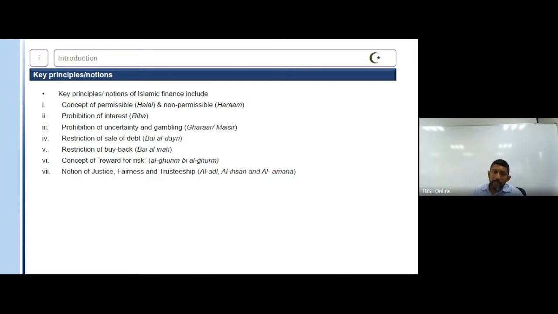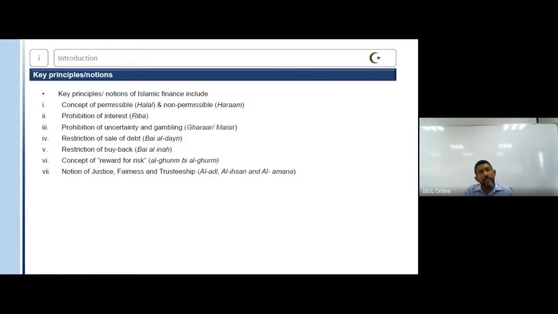Number 2, prohibition of interest. The term is riba, an Arabic term. Interest is defined in Islamic finance as any excess paid on a loan contract which is conditional to that contract. Any excess paid on a loan contract which is conditional to that contract is defined as riba or interest.